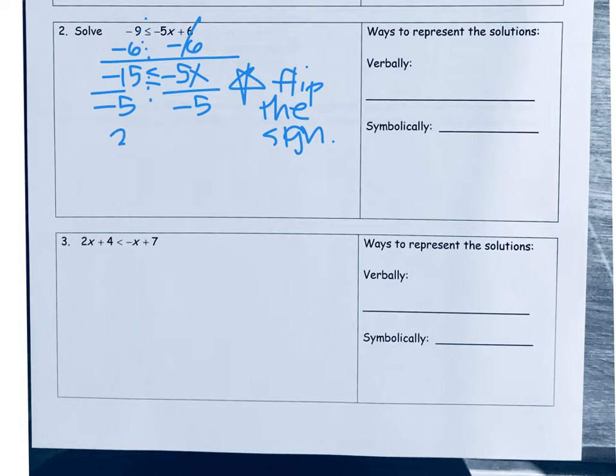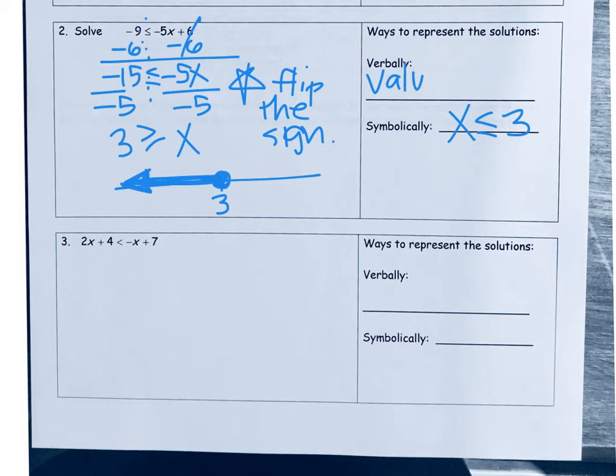So when I have 3 and x, after I simplify, this sign becomes greater than or equal to. So my final answer is that my x values have to be less than or equal to 3. Sometimes I prefer to write it like this, x less than or equal to 3. I find it easier to know which direction to go. So I'm including my 3 on my number line, and all values less than or equal to 3 will make this inequality true. And I can write values less than or equal to 3.